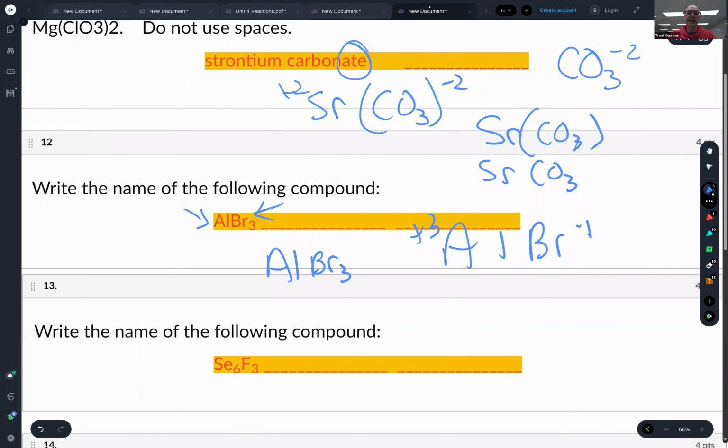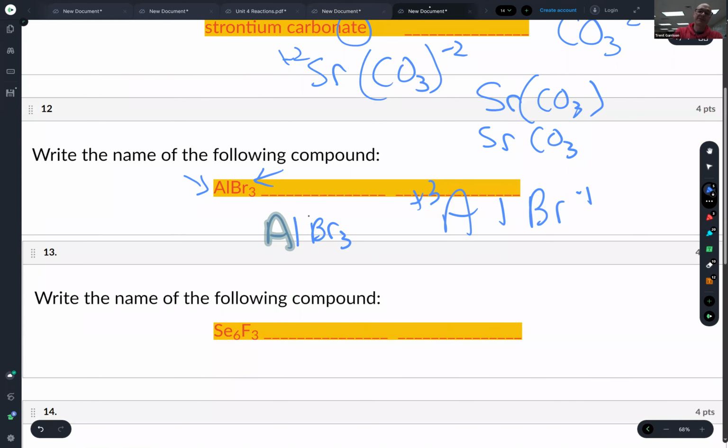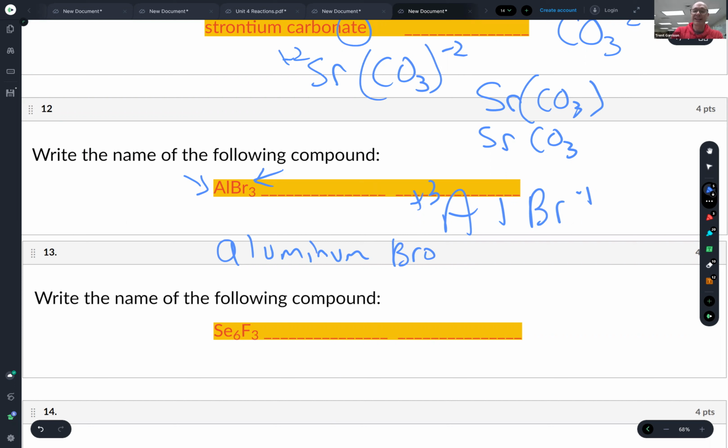Oh, what's the name of it? That's already been figured out. All I need is the name. So we put down the name, aluminum bromide, IDE ending is what we got to do. All right, well, that one was much simpler. I made it much more difficult than what it should have been.